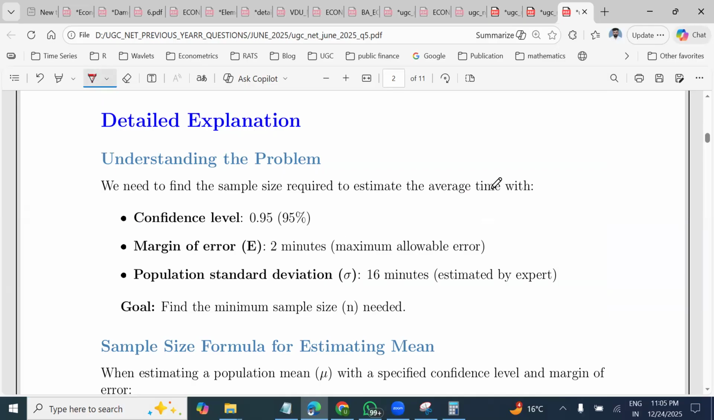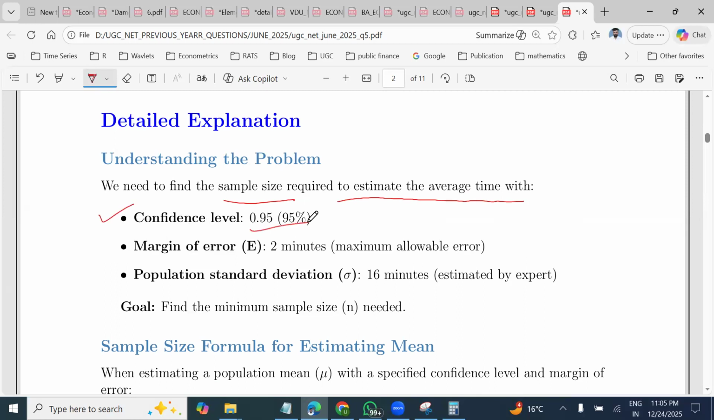Because otherwise you will forget what is happening over here. So first of all, in this question, we are given to find the sample size which is required to estimate the average time, right? With these conditions.